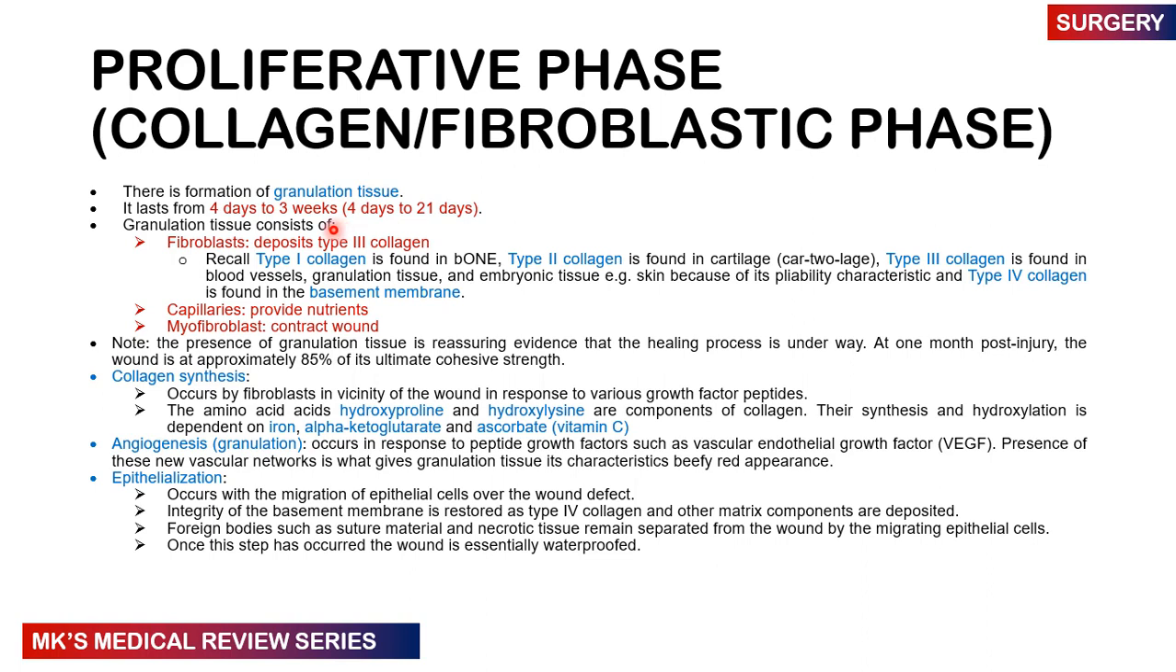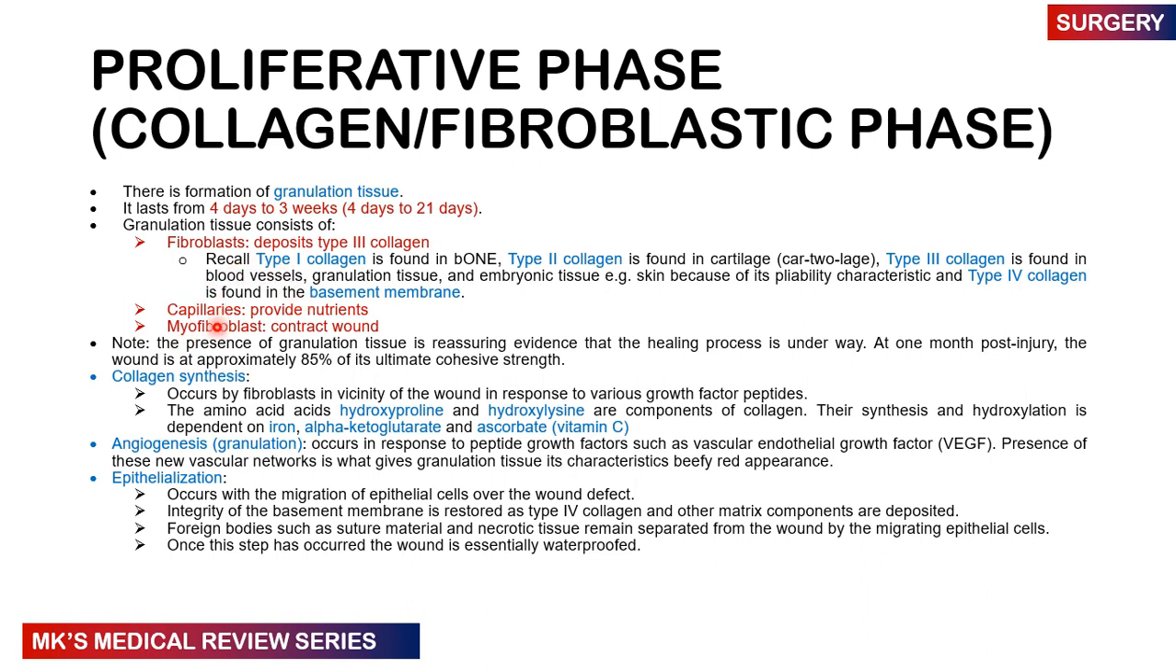So remember that there are 4 predominant types of collagen that I want you to keep in mind. So type 1 is found in bone. So remember, bone has a 1 to help you remember that type 1 collagen is found in bone. Type 2 is found in cartilage. So just remember cartilage. Type 2 is found in cartilage. Type 3 is the one that's found in the blood vessels. It's found in granulation tissue. It's found in embryonic tissue. It's found in the skin because it has a pliable characteristic. Then type 4 is found in the basement membrane. Then also capillaries are going to be forming to provide the nutrients.